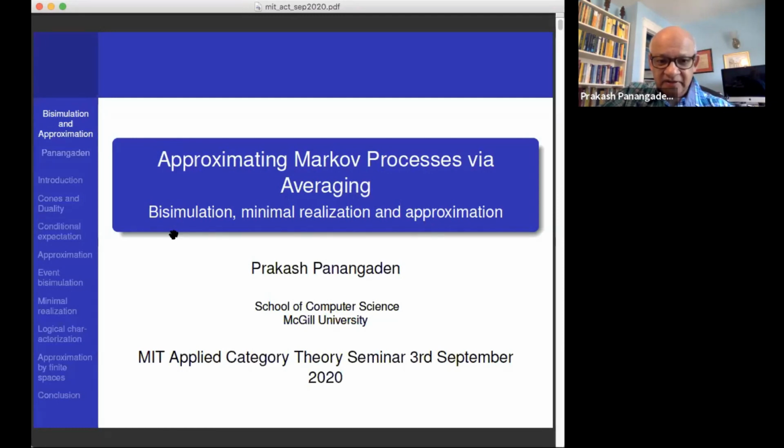In previous talks, I'd covered this concept of bisimulation, but I will repeat that. I'd even covered the concept of how approximation works and how it's closely related to bisimulation, but I will repeat that as well. The minimal realization stuff is new to this talk, and I'll also talk about projective limits.